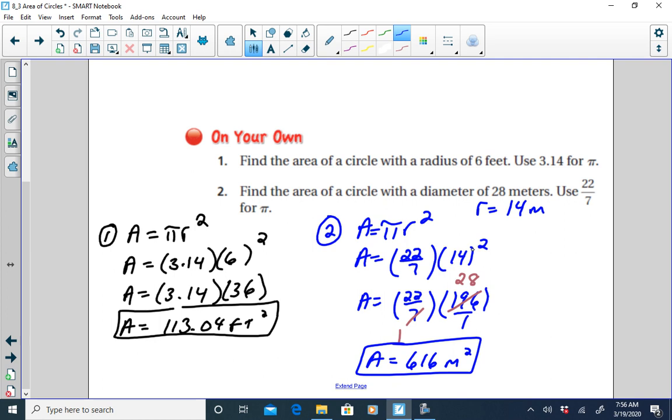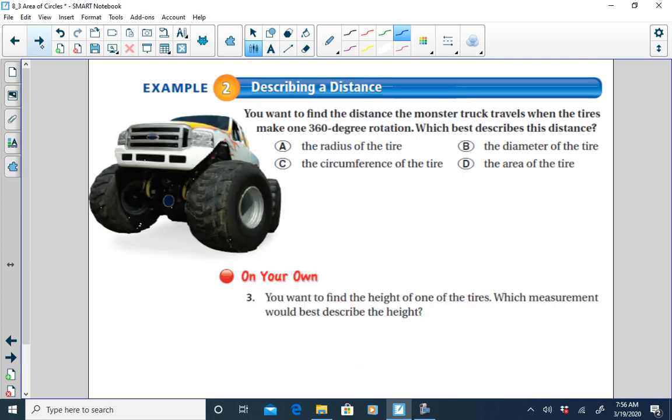Make sure that we are doing the exponent first before we do the multiplication, and make sure that we're using the radius in our measurements. Those are all the places where students are usually going to make mistakes. So just be aware when you're writing those measurements, please.